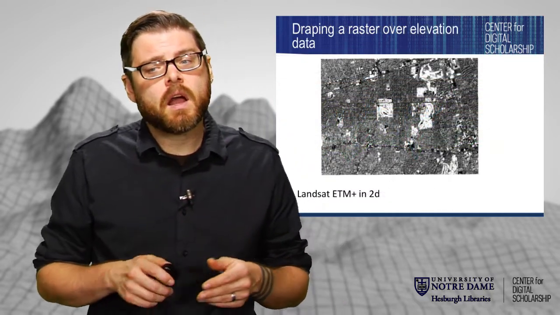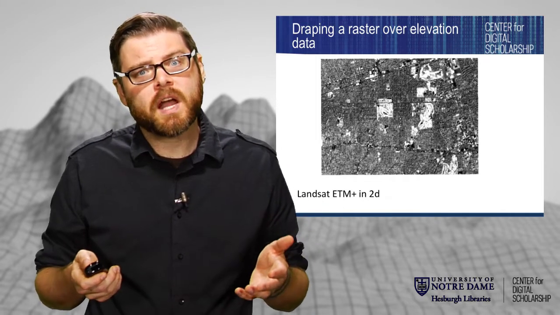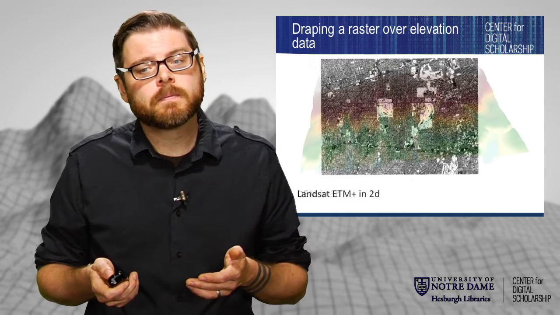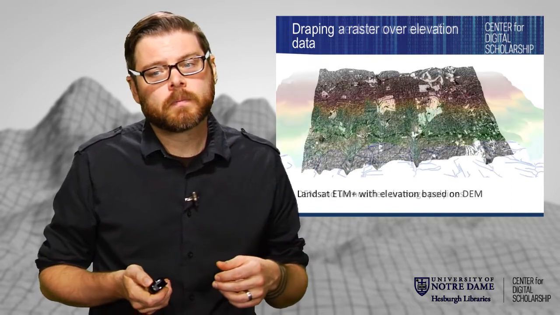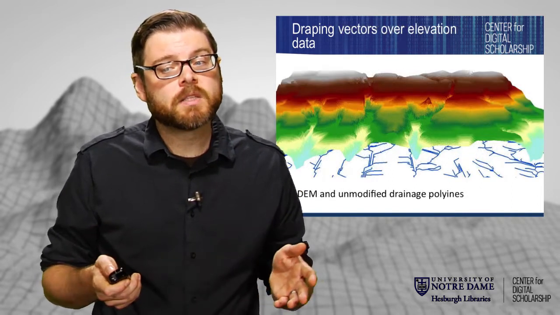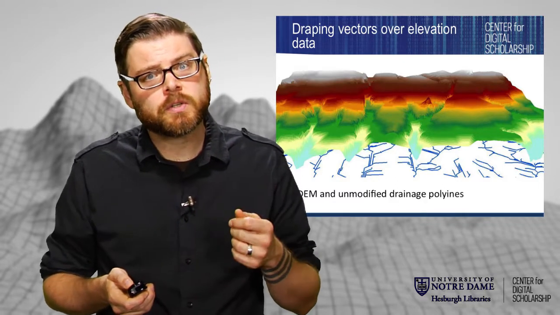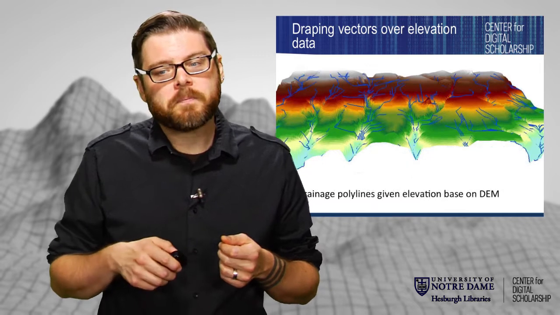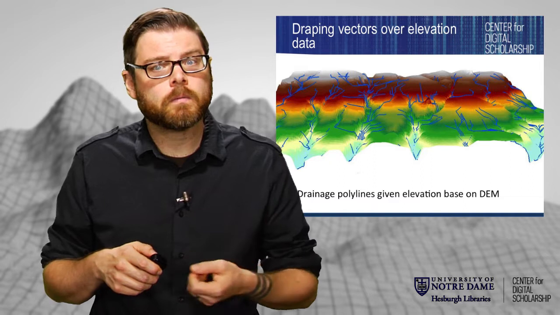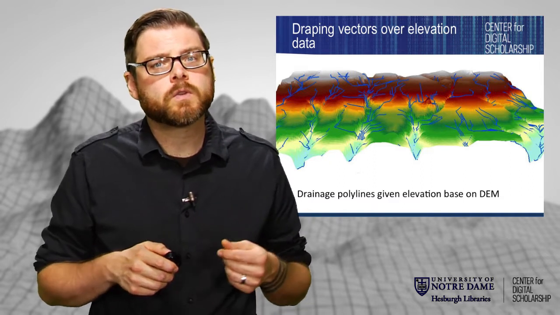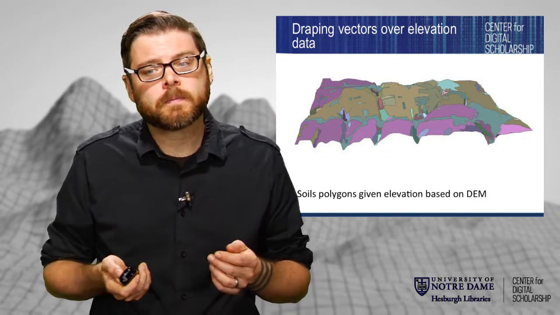Now, if we had, say, a satellite image that was not topographic, that was not 3-dimensional, we can then take that and drape it over top of our surface so we actually see it in 3D also. We can do that with polygons, polylines, really anything. These are drainage polylines from the hydrology demonstration, the hydrology module. And we can drape those over top as well, and it really gives us a good indication of where drainage is going and why it's going along those particular paths. We can do that with soils, polygons, really anything.